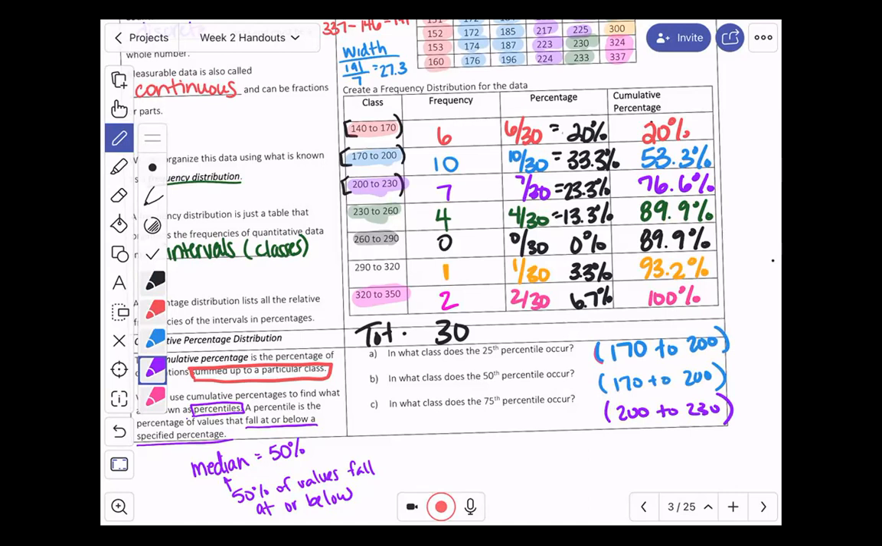And that is how we organize quantitative data for right now. The next thing we're gonna do with quantitative data is make graphs. We're not gonna do that tonight though, all right? We're gonna call it a night there.